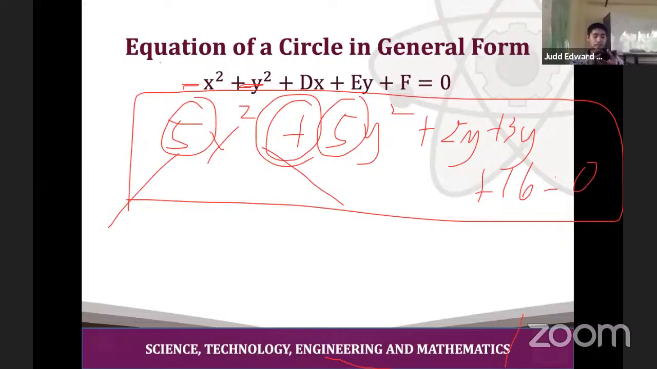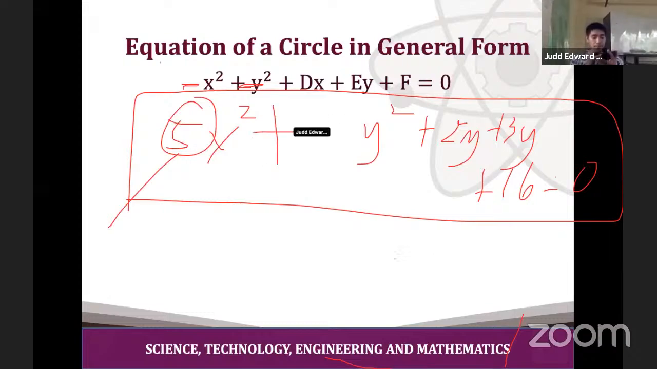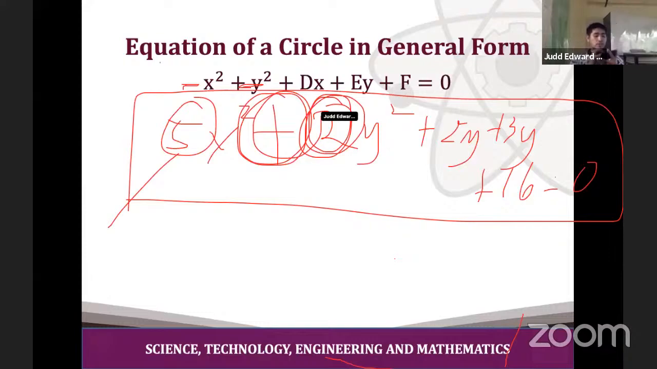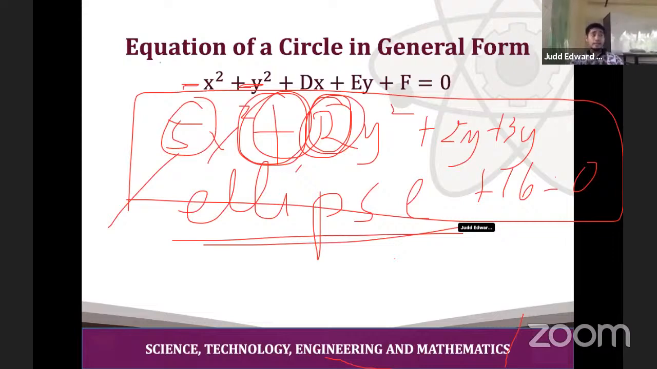Hindi magiging circle yan kung isa sa kanila ay naiba. For example, 5x squared plus 2y squared. Therefore, it is not anymore a circle because their coefficients are different. Okay, so kung magkaiba yan, pero plus sign pa rin yung nakalagay dyan, this conic section is called an ellipse. Tatandaan nyo palagi na kapag kahit positive yan, pero magkaiba yung coefficients ni x squared at ni y squared, we will now be calling this an ellipse.